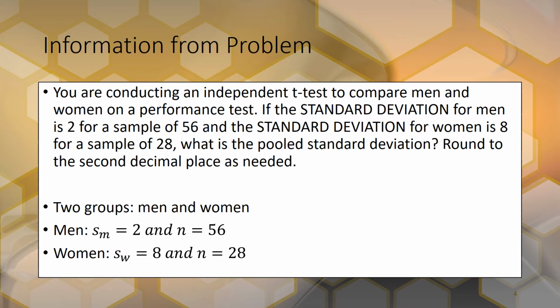So from this problem, you can see that there's two groups that we're going to compare, men and women. It says the standard deviation for men is 2, so you should probably write that down. And the sample size is 56, because it says for a sample of 56. So that's N for men. And then for women, we have a standard deviation of 8 and an N of 28. If we have these 4 pieces of information, we can then get the pooled standard deviation.